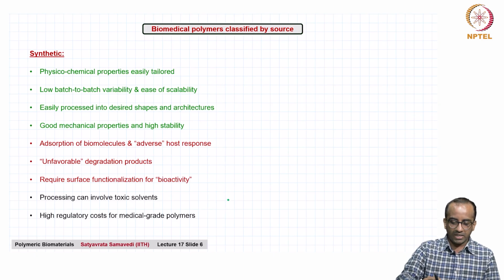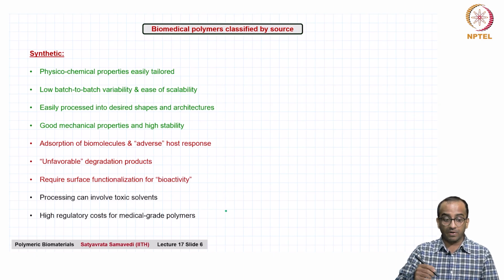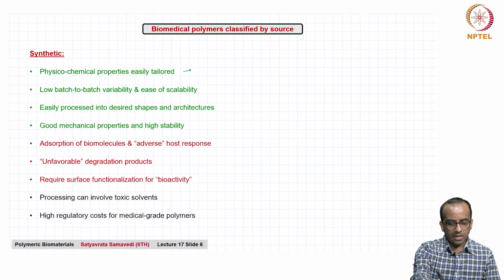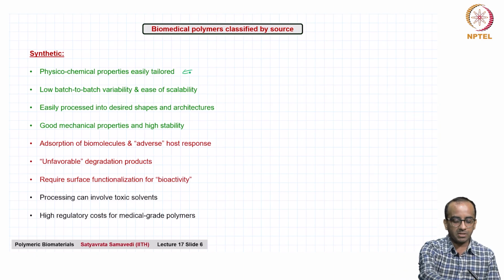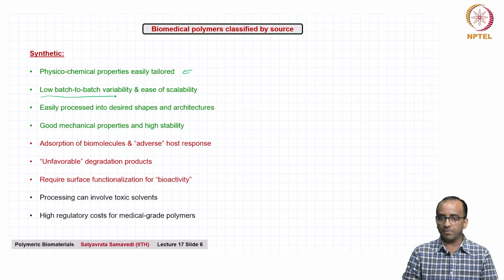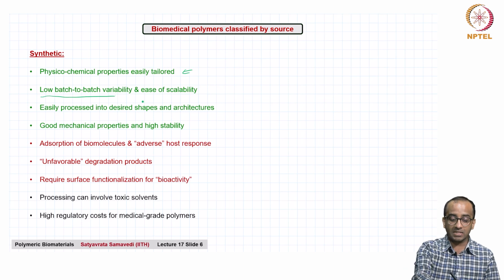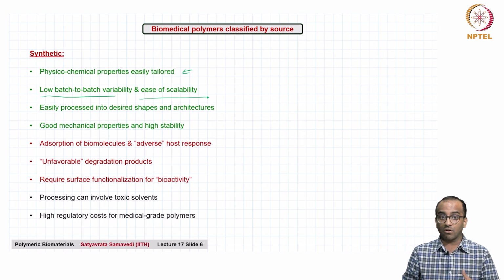So, we will quickly look through the different advantages first of synthetic polymers. Because synthetic polymers are man-made, the physicochemical properties are in some sense in your hands. You can tune them any way you want, and because you have control over the physicochemical properties, there is typically very low batch to batch variability for many of these polymers. In fact, if you can produce them at scale, then you also bring down the cost, and this is typically what happened around the wars.